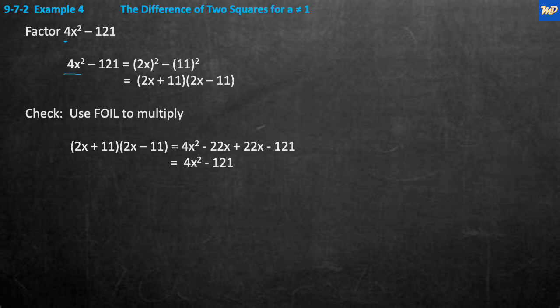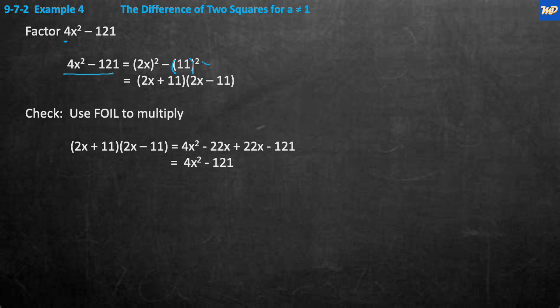So I'm going to rewrite the problem. When I write it down, 4x squared minus 121, I break it into its two terms, that are squared. So 4 is 2 times 2, and x squared is x times x. So here I have 2x squared. 2x times 2x is 4x squared. And I also have the 121, which is 11 times 11. I can say it's minus 11 squared. Okay, so now that's in the form we want for the difference of two squares.